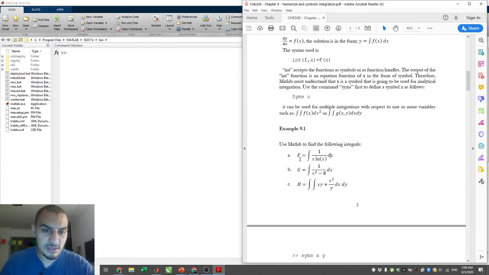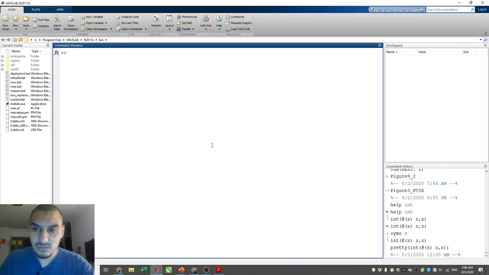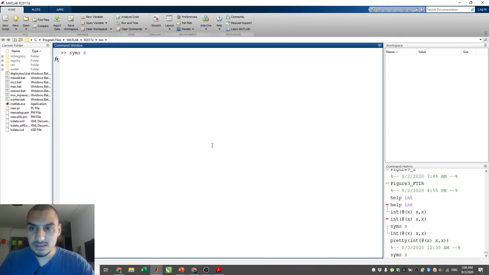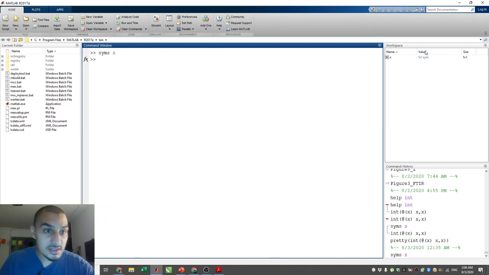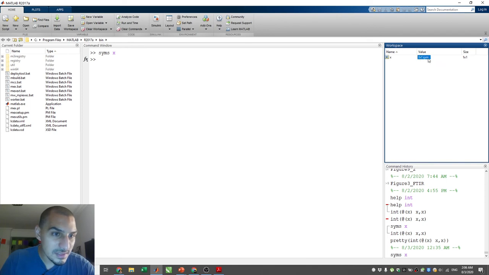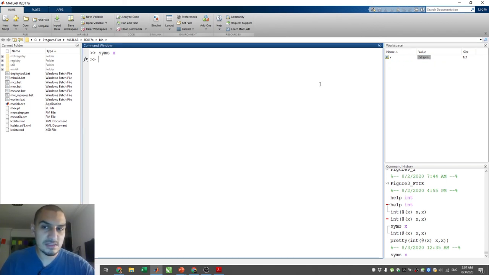Let's see, this f is 1 over x divided by ln x. To do this, I would first do syms x. So now I defined x as a symbol, and this is what you would see. It's a 1 by 1 sym, which is a symbol, and this is an input which is kind of new to us. Then we can call it h, for instance. It is the int, which is the integration of the function.